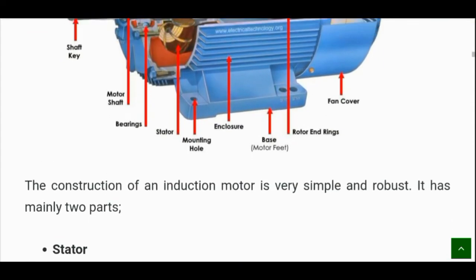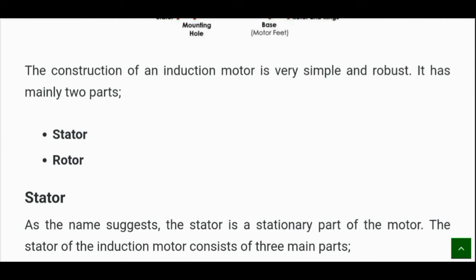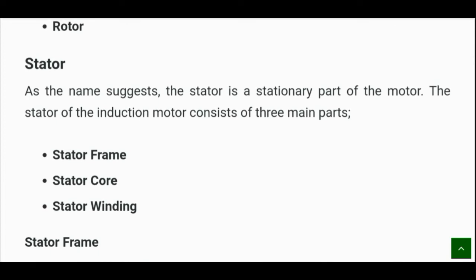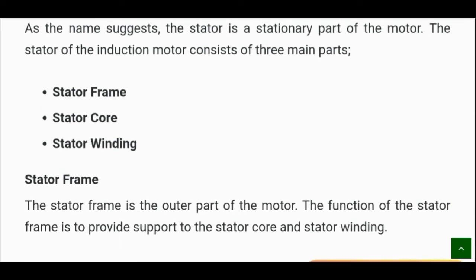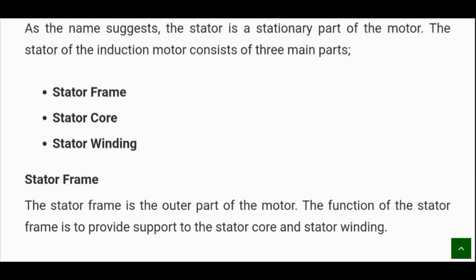Now let's see. The construction of an induction motor is very simple and robust. It has mainly two parts: the stator and the rotor. As the name suggests, the stator is the stationary part of the motor. The stator of the induction motor consists of three parts: stator frame, stator core, and stator winding, as we discussed above.